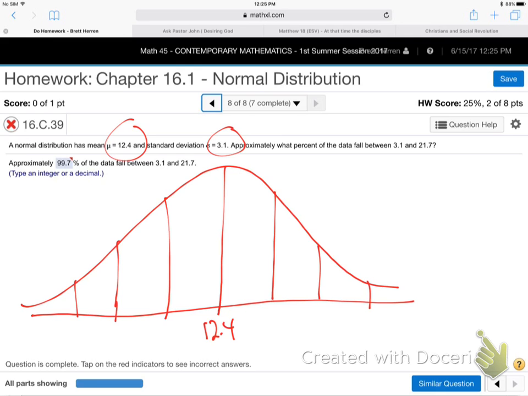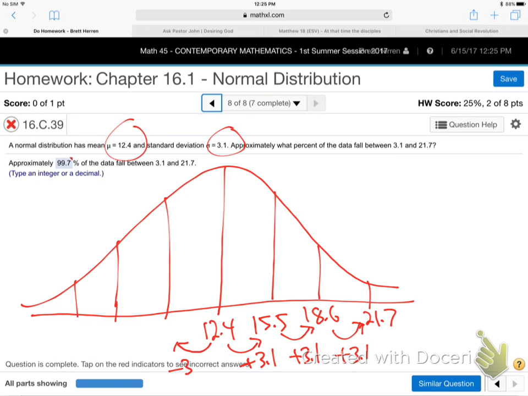So that means I'm going to add 3.1. This will be what, 15.5? I added 3.1 and then add 3.1 again, what's that, 18.6. Add 3.1 again, what's that, 21.7. And then subtract 3.1, what's that, 9.3. And subtract 3.1, what's that, 6.2. And subtract 3.1, it would be 3.1.